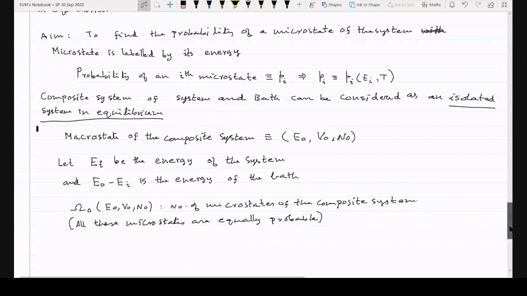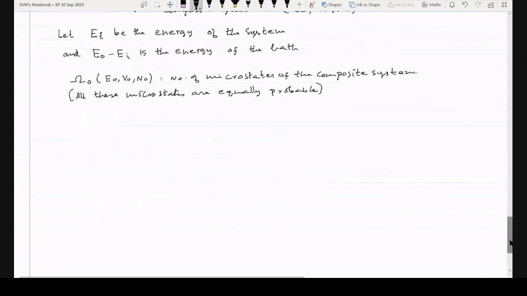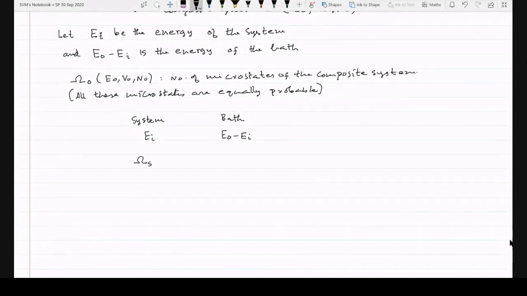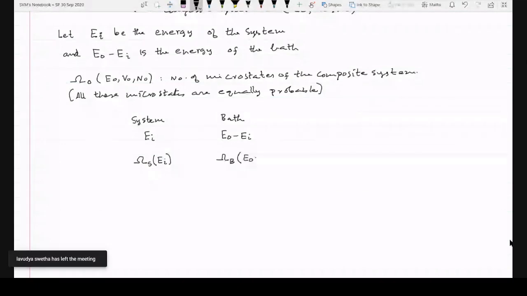Once, let's say that you have a system and you have a bath, and this has got an energy EI, this has got an energy E0 minus EI, and let's say corresponding to this energy, there are omega S of EI microstates for the system, and omega bath of E0 minus EI microstates for the bath with this energy of the system.